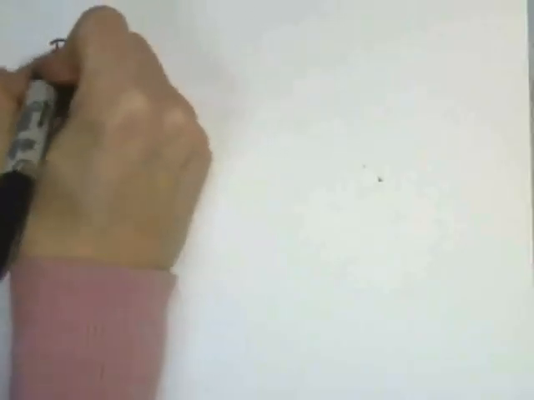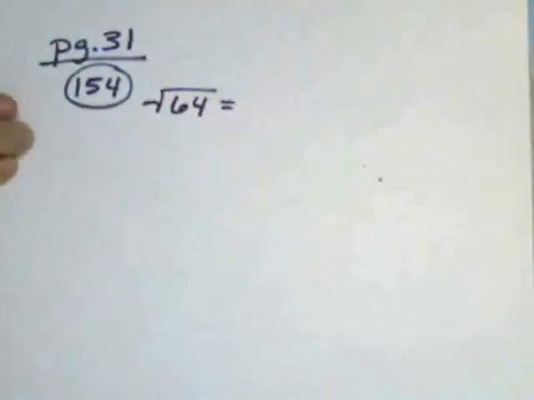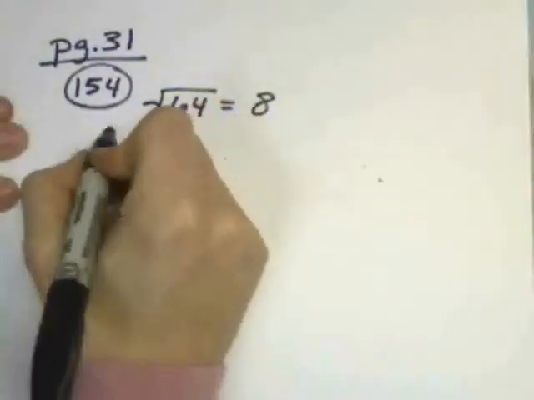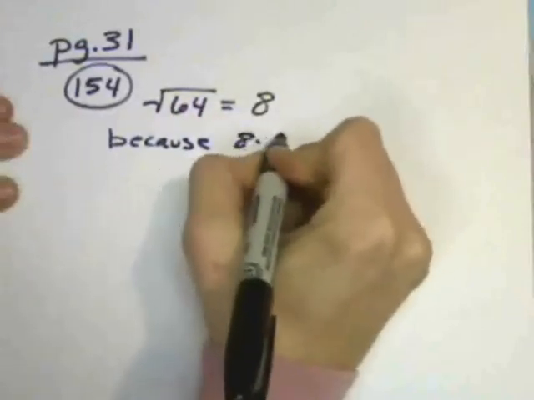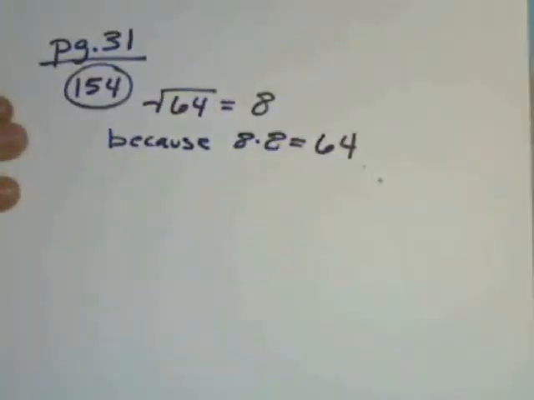So to continue our square root practice, let's turn to our textbook on page 31. This is number 154, square root of 64. Because we know that 8 times 8 is equal to 64. That's the first method. That's the fastest way in my opinion.